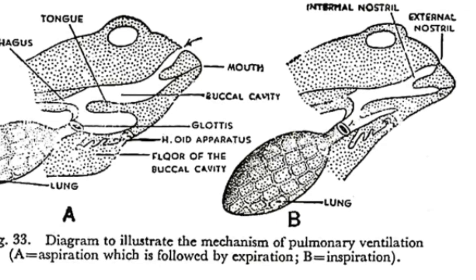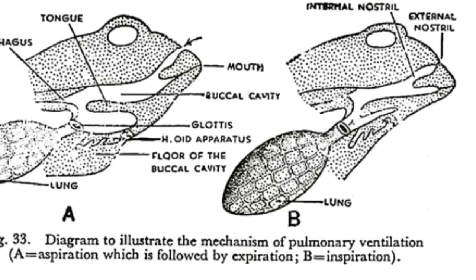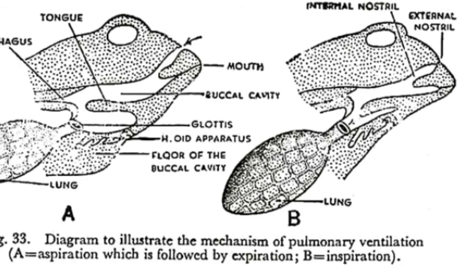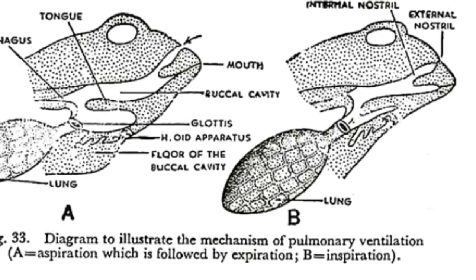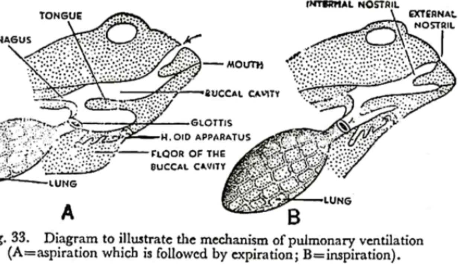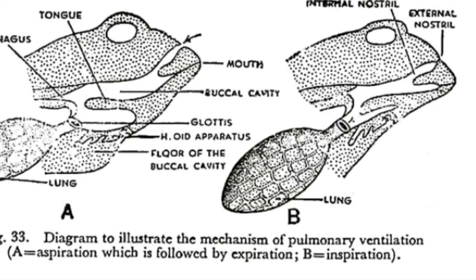Lastly, the expiration is quickly followed by inspiration. The external nares are tightly closed and the floor of the distended buccal cavity is forcibly raised. The mixed air is thus pumped into the lungs through the glottis.